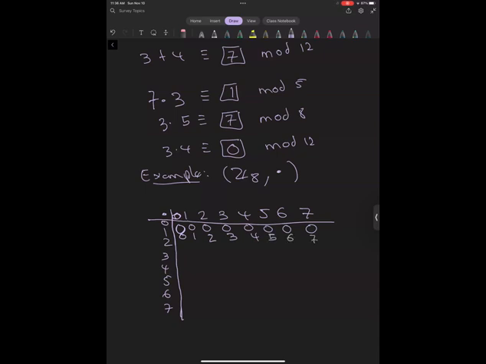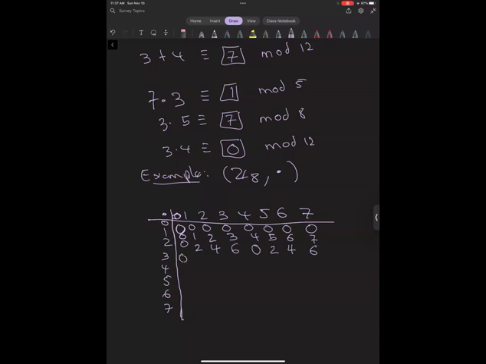Now 2 times 0 is 0, 2 times 1 is 2, 2 times 2 is 4, 2 times 3 is 6, 2 times 4 is 8, modulo 8, that's 0. 2 times 5 is 10, modulo 8, I get 2. 2 times 6 is 12, modulo 8, I get 4. 2 times 7 is 14, modulo 8, I got 6.